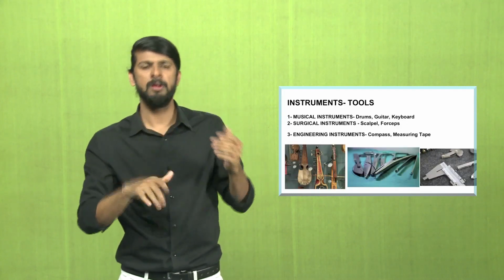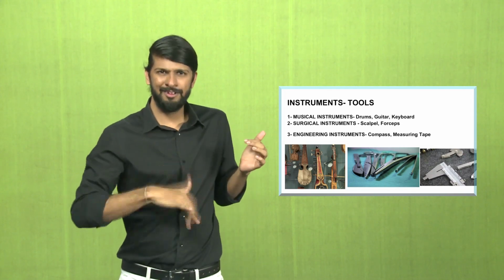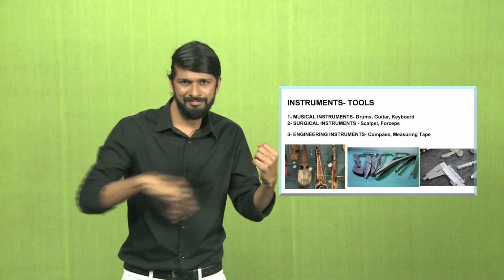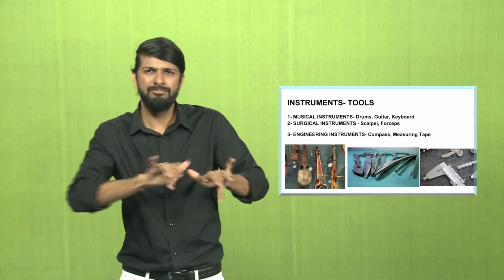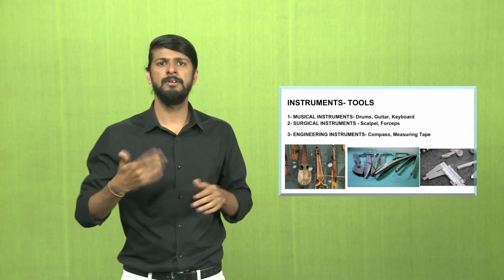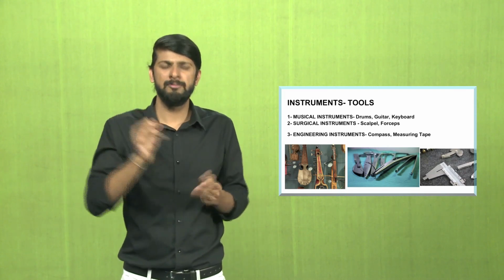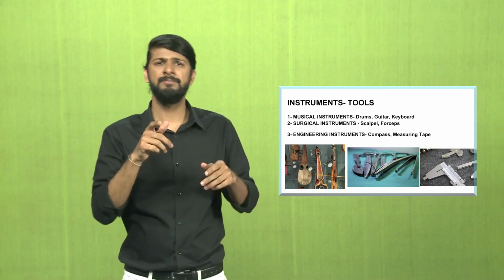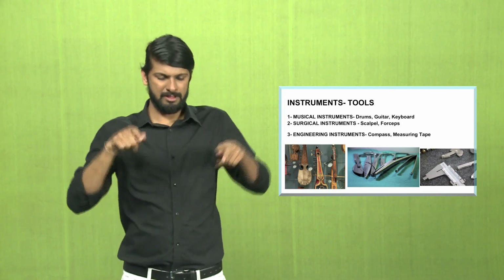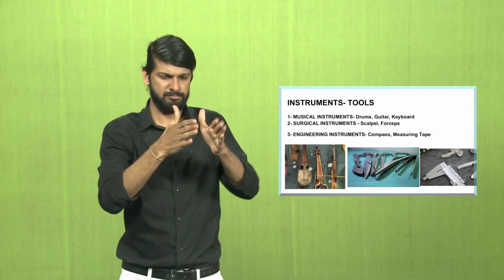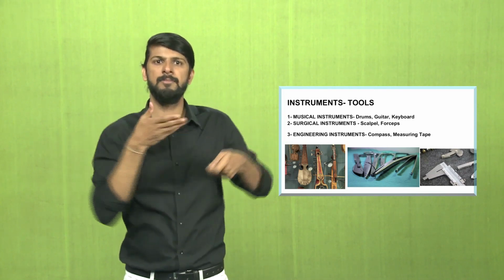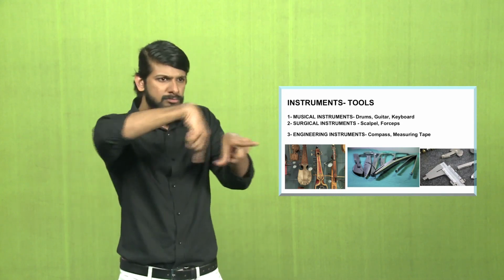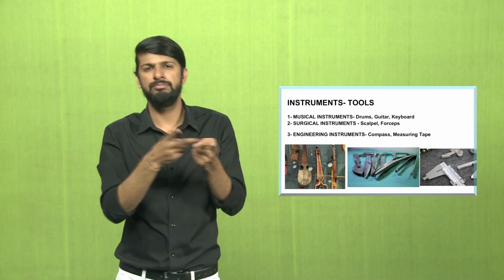Instrument means tools. For example, you have musical instrument like the drums, guitar, keyboard, etc. Then you have surgical instruments which are used in hospitals. You have scalpel, you have forceps, etc. Then we also have engineering instruments, for example, compass or the measuring tape.